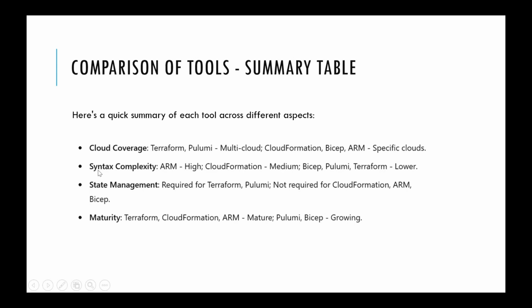Okay, syntax complexity. ARM is very high because generally you get the JSON structure. CloudFormation is medium because this is YAML and JSON. Bicep, Pulumi, Terraform, these are lower because they are simple and easy to understand. State management: required for Terraform and Pulumi, not required for CloudFormation, ARM templates, and Bicep.